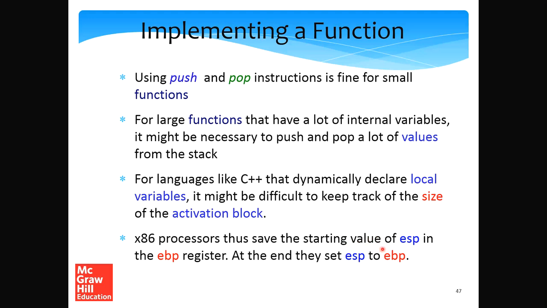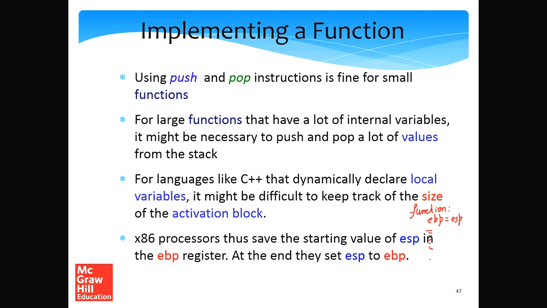So we save the starting value of ESP in the EBP register, since the stack pointer is stored in the base pointer register. This might require a little bit of explanation. Whenever we start a function, the first thing that we do is set the EBP equal to the ESP. And then we keep on growing the stack.